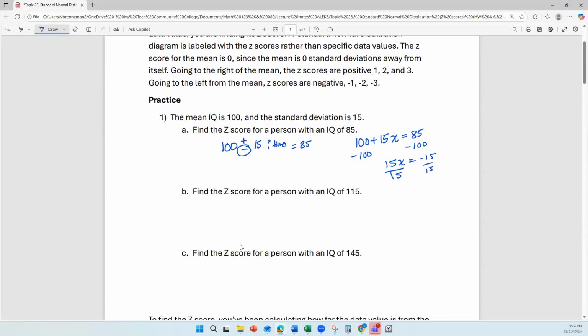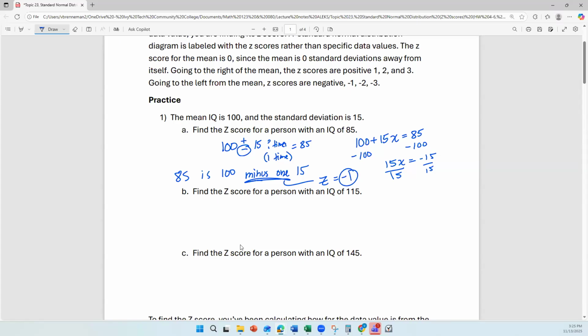So to get from 100 to 85, that's subtracting 15 one time. Or let's put it this way: 85 is 100 minus 15. So that is the mean minus 1 standard deviation. The minus 1 part is the z-score.